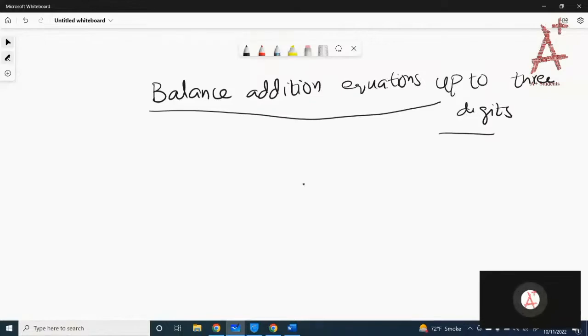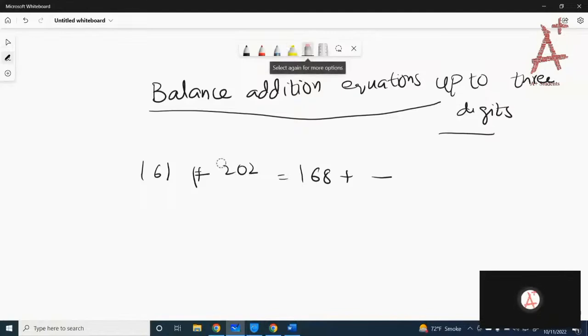Okay, the first example is: which number makes the statement true? Here you have 161 plus 202 and here you have 168 plus. Actually, you have to balance the equation. Balance equation means when you solve this equation, both of the sides are equal. That means balancing the equations. Got it? When you sum up the numbers on both sides, their sum must be equal. So just add the side where we are given both the numbers.